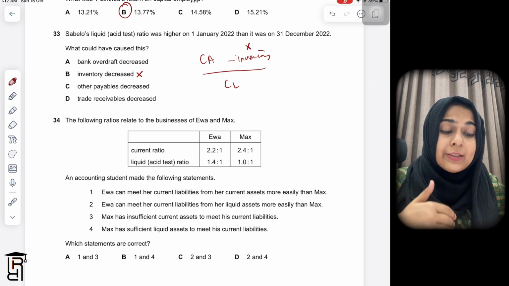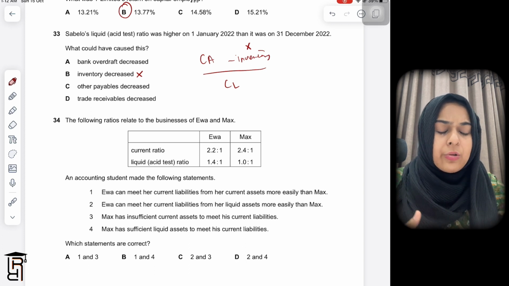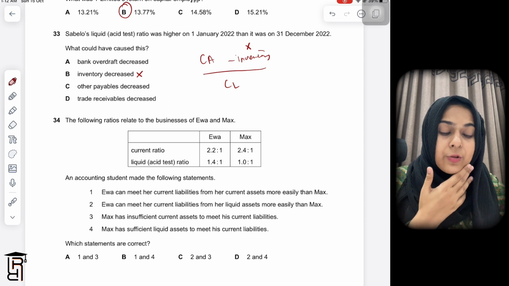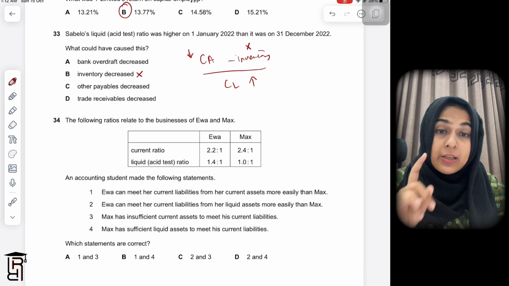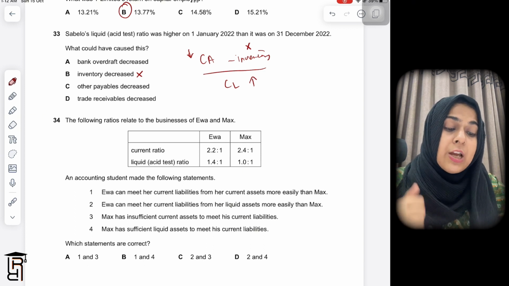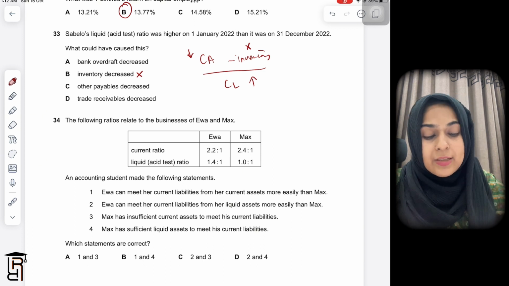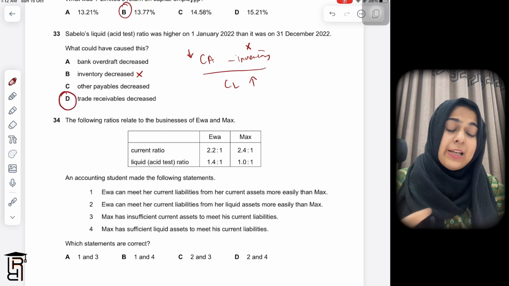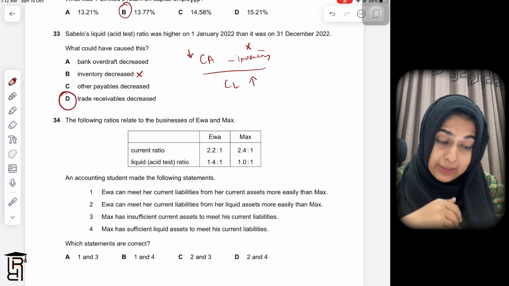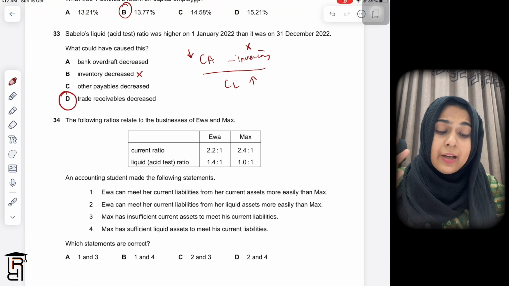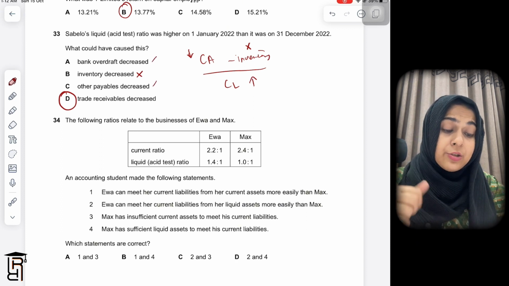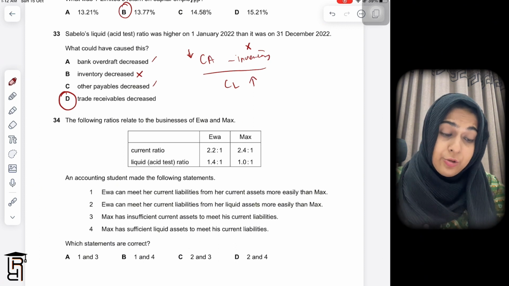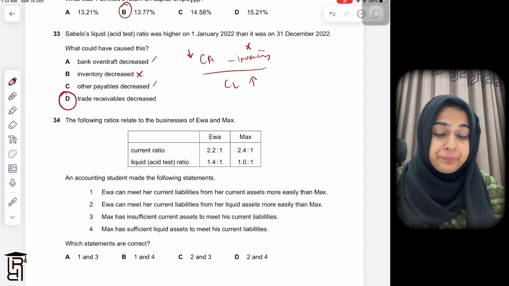Then this ratio is going down, right? This ratio can go down if your current assets are going down or if your current liabilities are increasing. If your current assets are going down, that is trade receivables have decreased over time, that is why your ratio has decreased. In the other two cases, the bank overdraft decrease and the other payables decrease should increase the ratio rather than decreasing it.